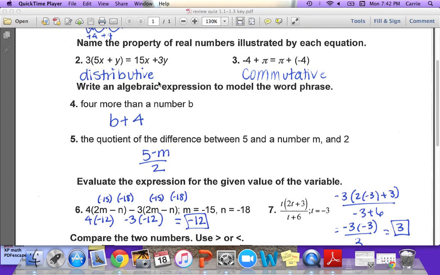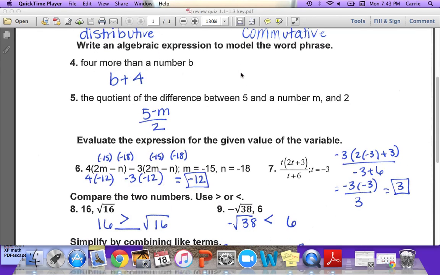For 2 and 3, when you have to name the property of real numbers, make sure you study your notes from chapter 1 and make sure you know all of the different types of properties. Remember, distributive is anytime you have a number out front of your parenthesis, you need to distribute or multiply through that entire parenthesis. You have to distribute both terms. And remember, commutative is when you have the same numbers in just different places.